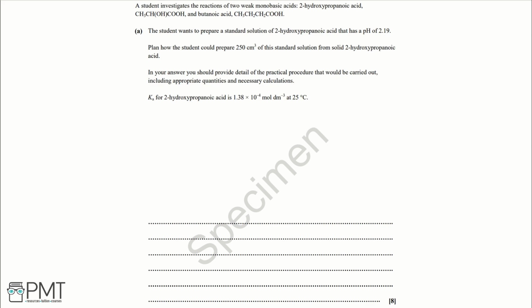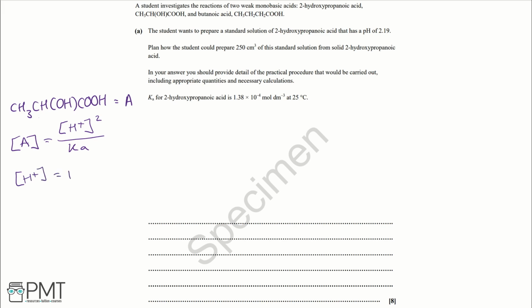So firstly, on the side, I've written a little abbreviation we're going to use just to tidy up our working out throughout. So firstly, we want to work out the concentration of A, and we're going to do this by H plus squared divided by Ka. That's the equation we're going to be using, but we're also going to be using the equation of H plus is equal to 10 to the minus pH.